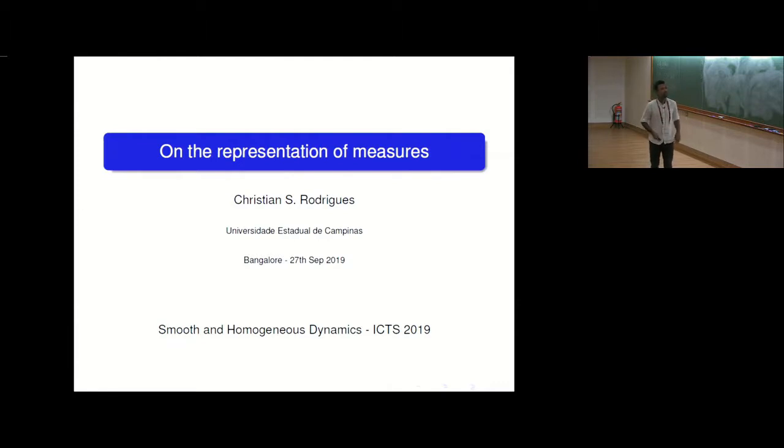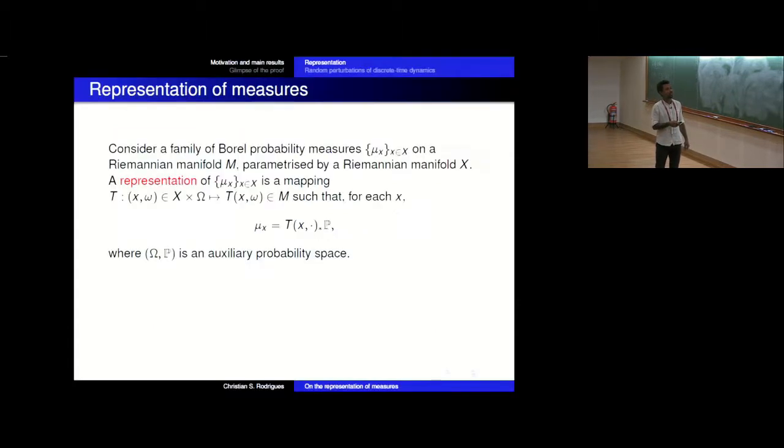Okay, yeah. So just to start with a general context, what I mean by representation of measure is the following. Suppose that you are given a family of probability measures, mu x, and each of these measures is indexed by a set X, that in this case we choose to be a Riemannian manifold. And then these measures have support in another Riemannian manifold, M. So it's a family of measures parameterized by a Riemannian manifold, with support in another Riemannian manifold.